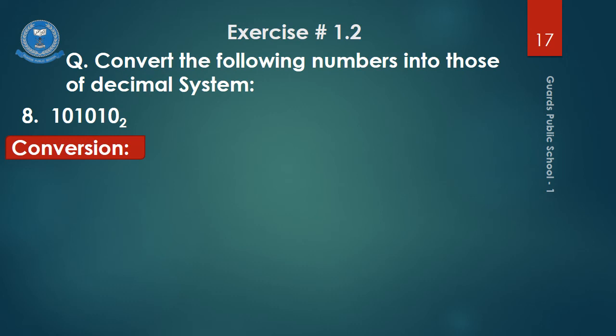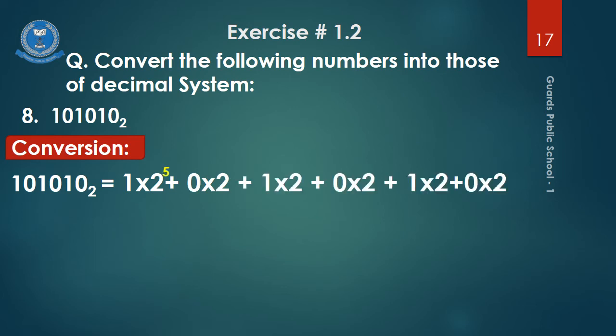In order to convert a number of base 2 system to the number of decimal system, write down the given number in the expanded form involving exponents of 2. Write down 1 multiplied by 2 exponent 5 plus 0 multiplied by 2 exponent 4 plus 1 multiplied by 2 exponent 3 plus 0 multiplied by 2 exponent 2 plus 1 multiplied by 2 exponent 1 plus 0 multiplied by 2 exponent 0. Pay attention here. Exponents are normally written from right hand side and starting from 0.